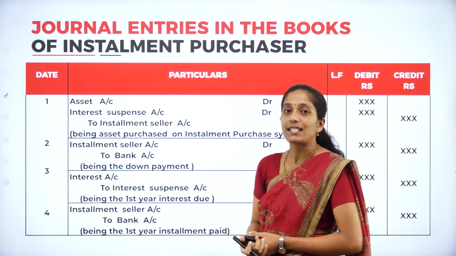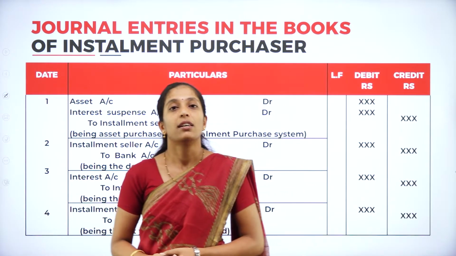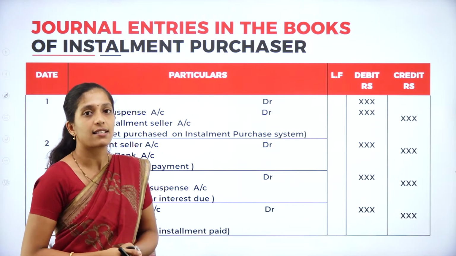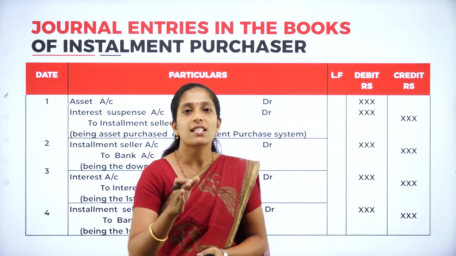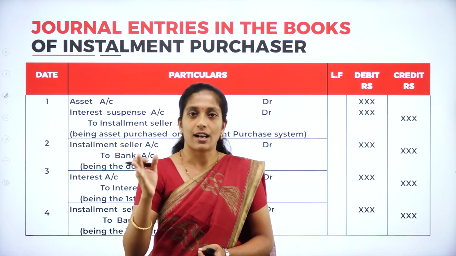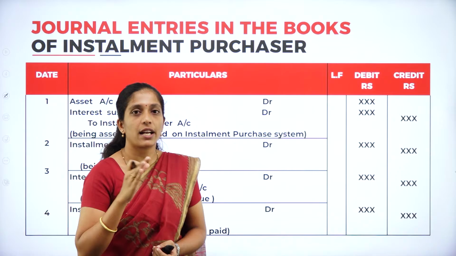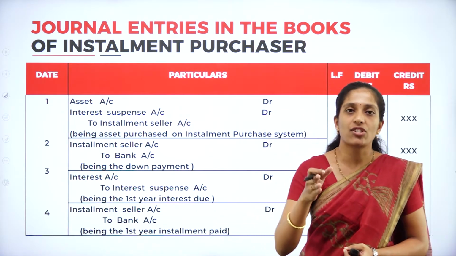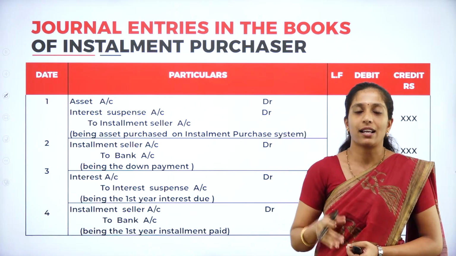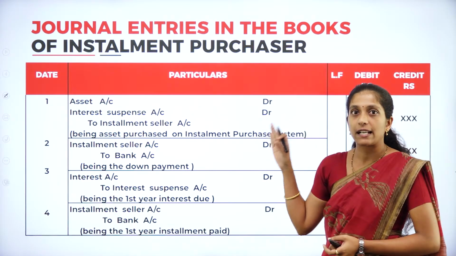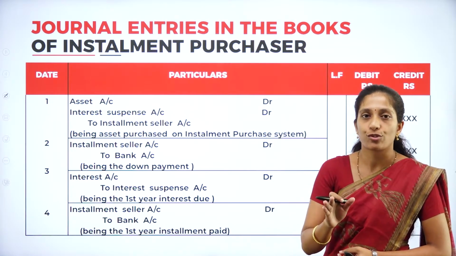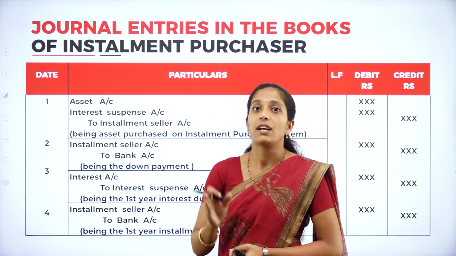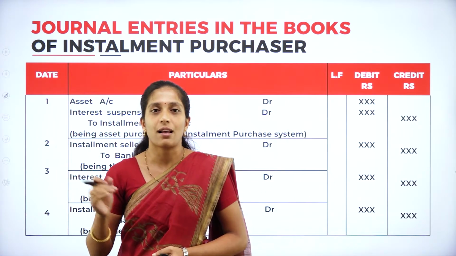Now let us see the journal entries in the books of the purchaser, that is, the installment purchaser. So here there are two parties under the installment system, the installment purchaser as well as the installment seller. In the hire purchase system, you used to prepare journal entries in the books of the hire purchaser as well as the hire seller, right? In the same way, ledger accounts in the books of hire purchaser and hire seller. Here also in the installment system, you have to prepare journal entries in the books of the installment purchaser and installment seller, and ledger accounts in the books of the installment purchaser as well as the installment seller.